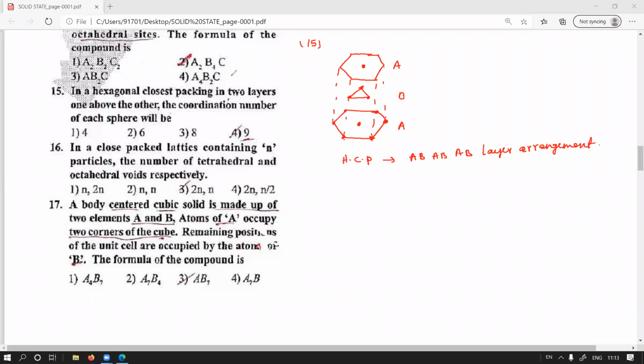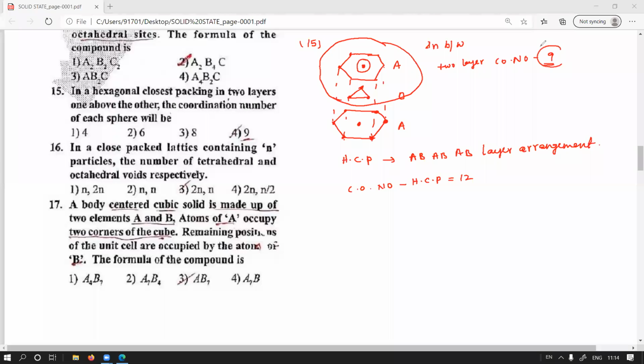Now in any 2 layers, first 2 layers means AB layers. Let's see that this middle atom is surrounded by 6 hexagon corners and the remaining 3, total 9. So in 2 layers, the coordination number in hexagon is equal to 9. But the coordination number of HCP, hexagonal closed packing structure, is equal to 12. In between 2 layers, the coordination number is 9.